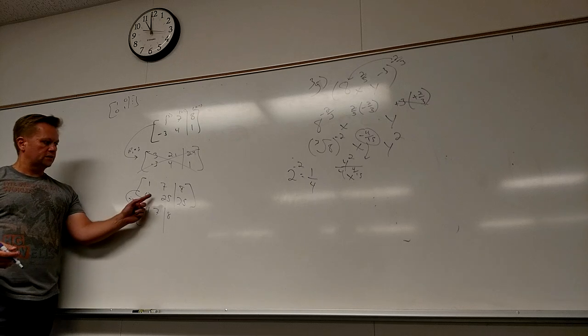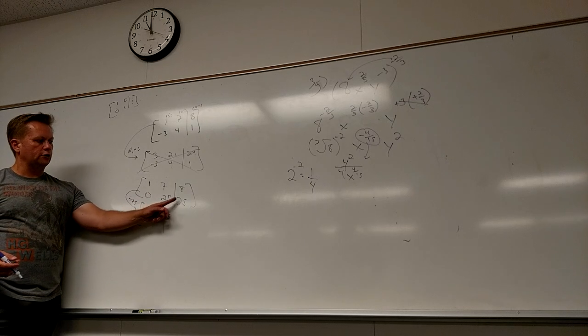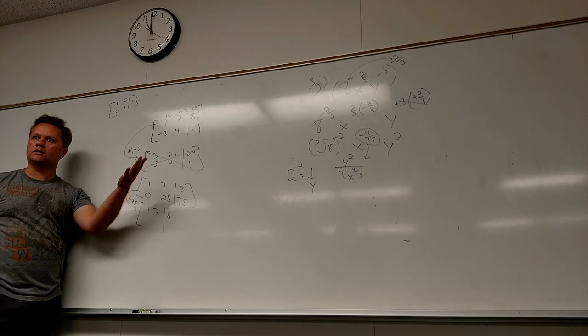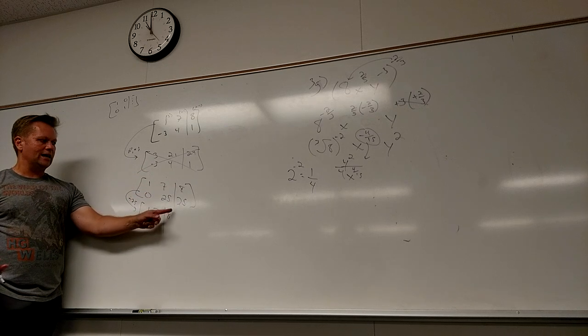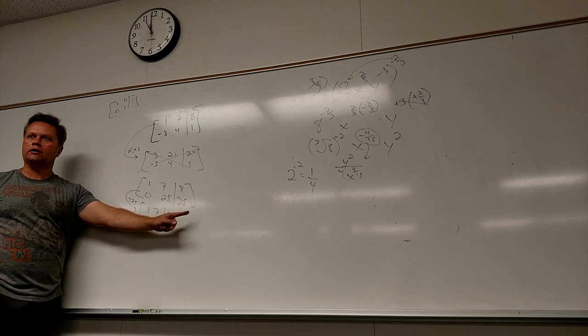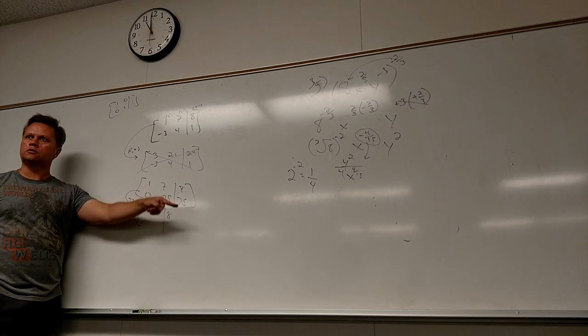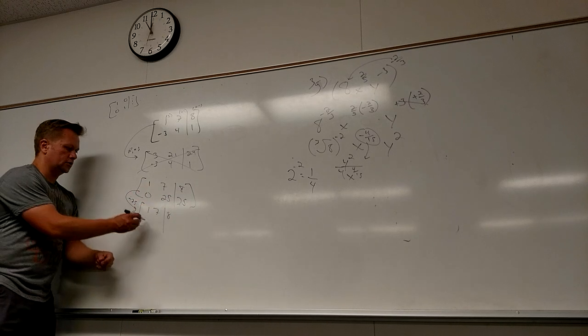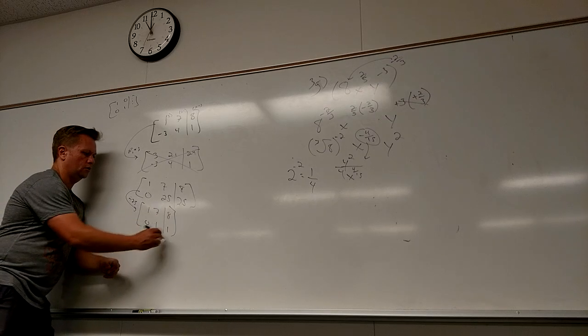Remember, this is like 25y equals 25. I can divide both sides by 25. So this line is showing you both sides. That's why I'm allowed to divide a row by something, because it's two sides of an equation. Cool. So I get 0, 1, 1.